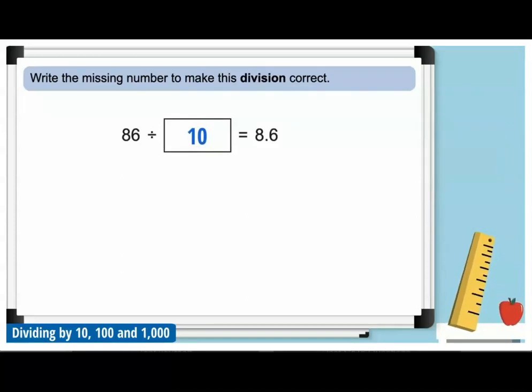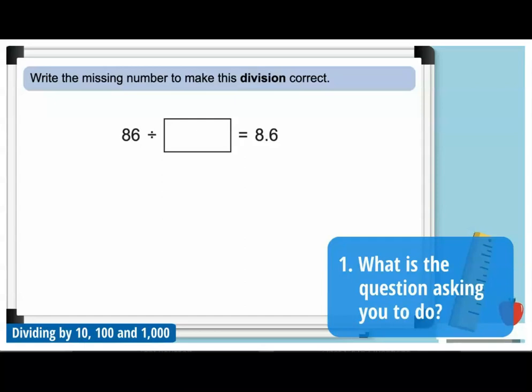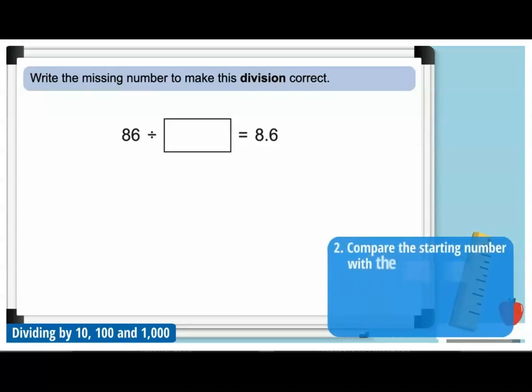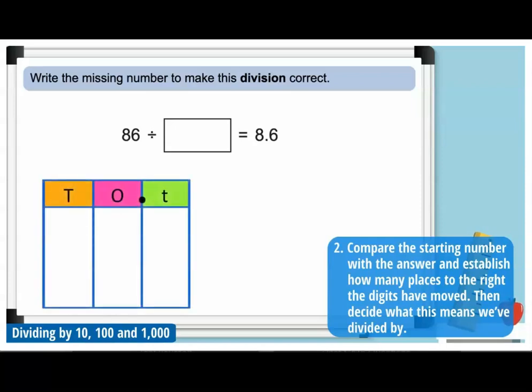Now let's go through the question together. 1. What is the question asking you to do? The question is asking you to write the missing number in the box to make the division correct. 2. Compare the starting number with the answer and establish how many places to the right the digits have moved. Then decide what this means we've divided by. Notice how the digits in the starting number and the answer are the same. They are just in different columns of the place value chart.